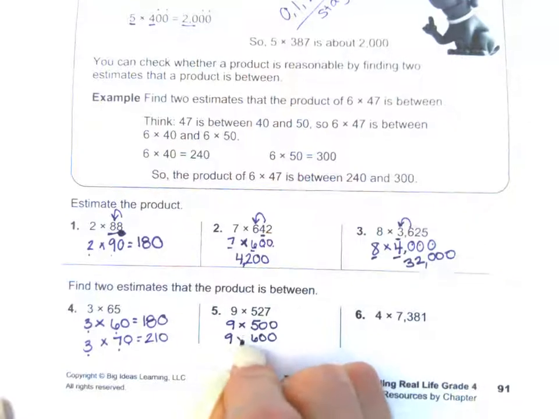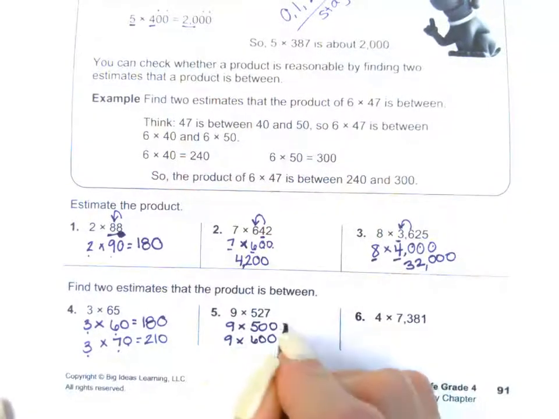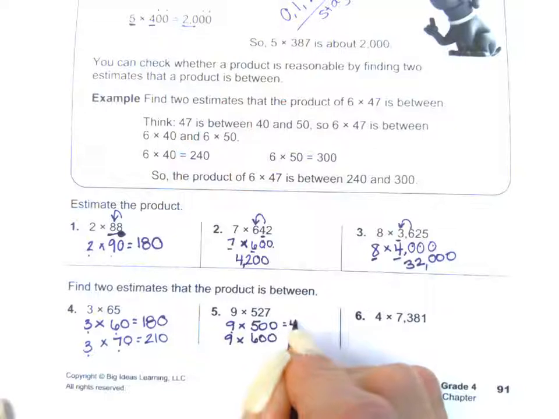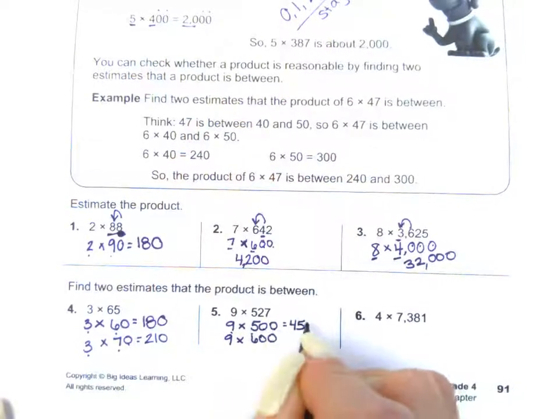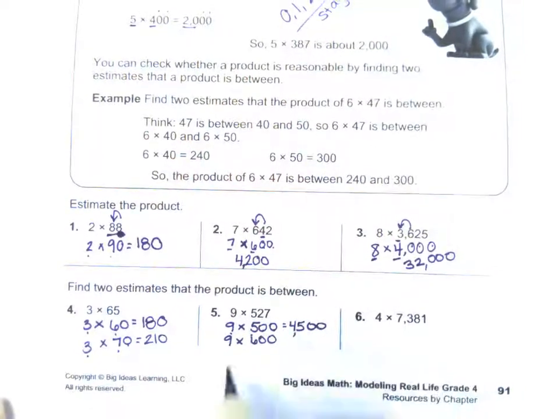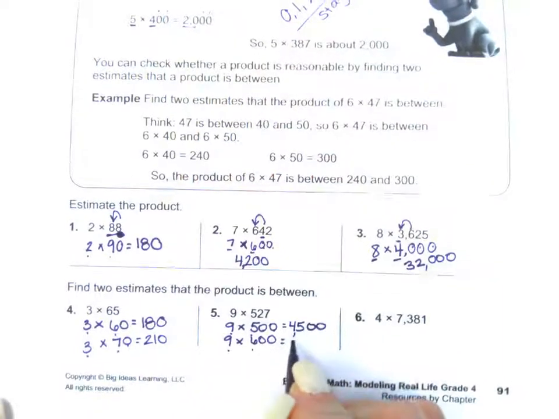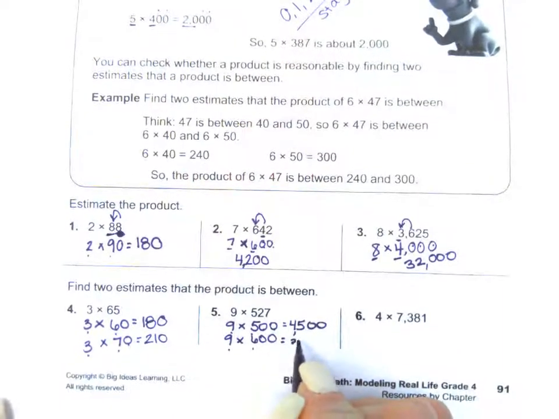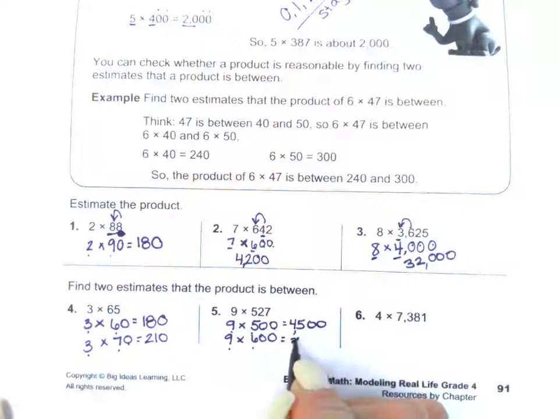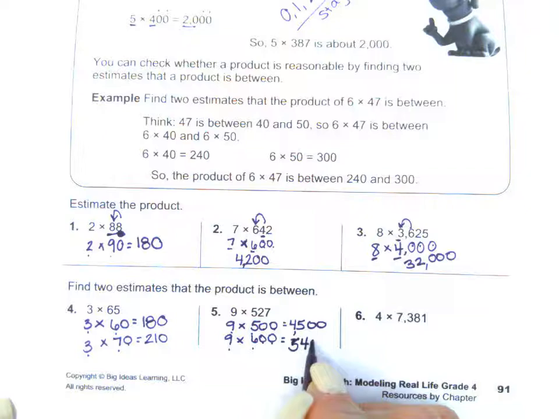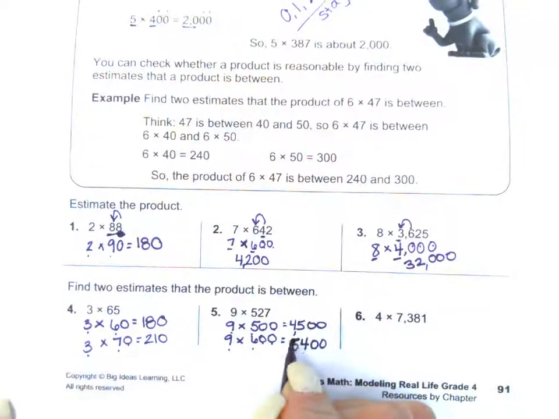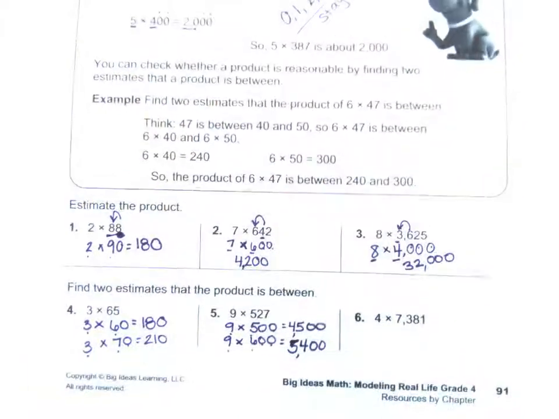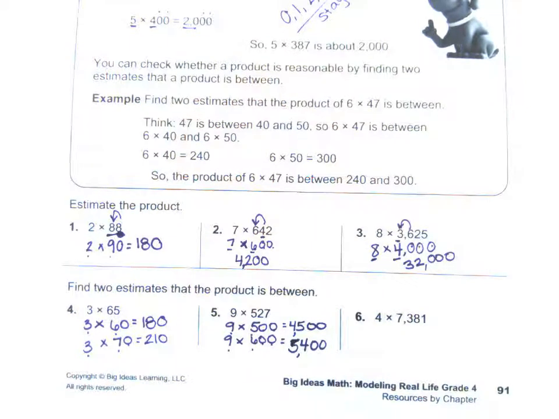So, find my basic math fact here. 9 times 5, 45, with 2 zeros. 9 times 6, what is 9 times 6? 54. 54 with 2 zeros. So 5,400. So 9 times 527 is somewhere between 4,500 and 5,400.